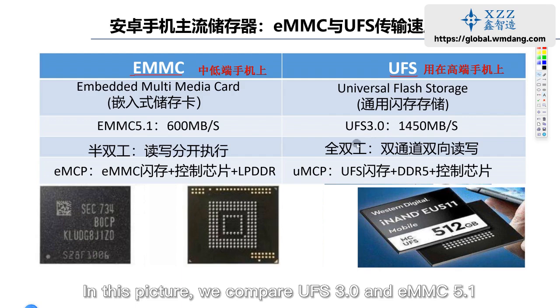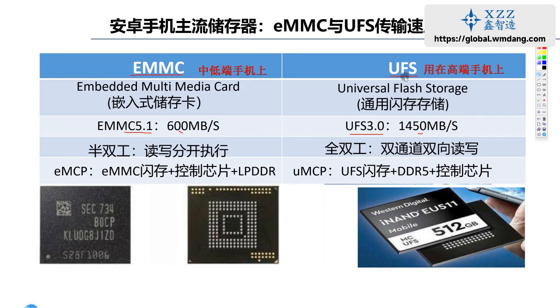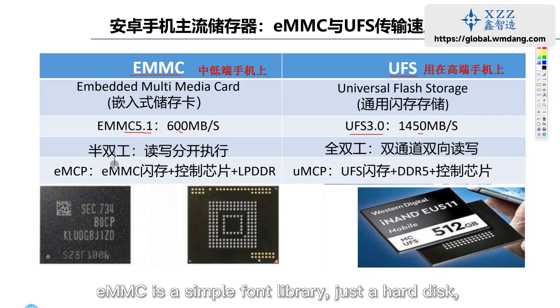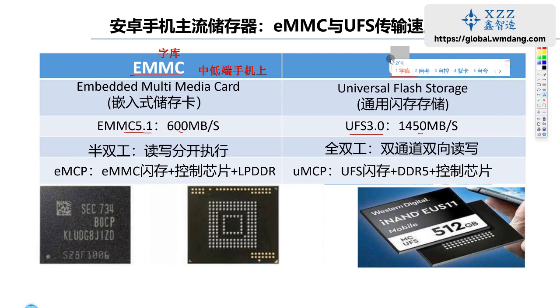In this picture, we compare UFS 3.0 and eMMC 5.1. As you can see, their speeds are different. eMMC is a simple phone library, just a hard disk, and UFS is also a simple phone library.